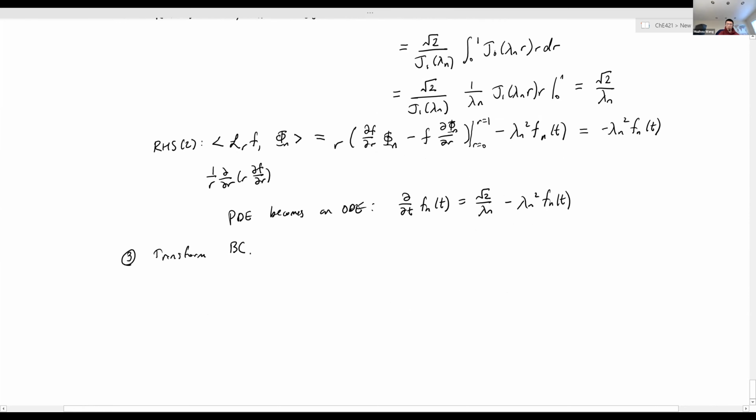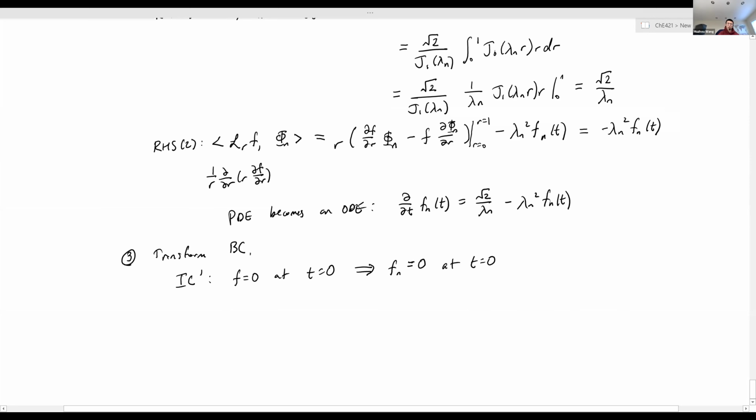And so we'll get an IC prime, which comes about because our original initial condition was that f is equal to 0 at time t equals 0. And so now we get that Fn is equal to 0 at time t equals 0. And we can do that by just taking the inner product of f with our basis function, right? But because f is equal to 0, our individual coefficients are also equal to 0.